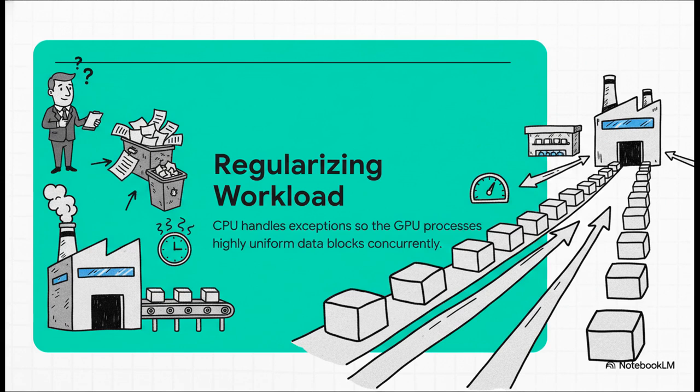The CPU steps in as the manager. It handles all the messy paperwork, the weird exceptions, the unusual work units, the memory bins that happen to overflow. And because the CPU takes care of all those irregular tasks asynchronously in the background, the GPU is free to just relentlessly churn through the bulk of the uniform data concurrently, completely unimpeded and running at absolute peak performance.